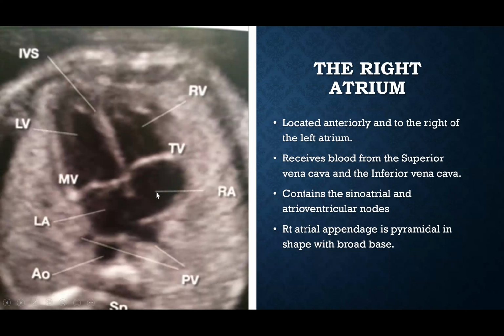Let's talk about the right atrium a little bit more. It's located anteriorly and to the right of the left atrium, and it receives blood from the SVC and IVC. That's going to be one of its characteristics that I want you to know. It contains the sinoatrial and atrioventricular nodes, which help the conduction of the heart. And again, there is an appendage, though it's difficult to see on ultrasound.